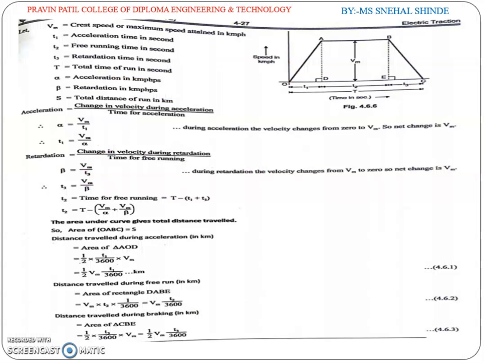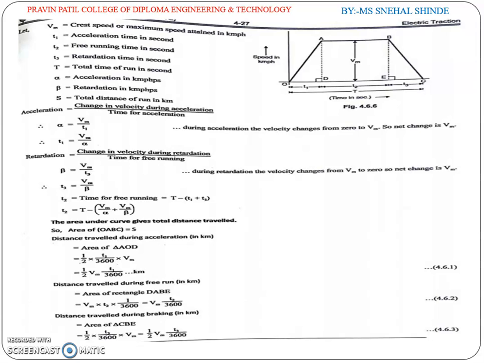So this is the trapezoidal speed time curve. Here Vm is the crest speed or the maximum speed attained in kilometer per hour. T1 is the acceleration time in second. T2 is the free running time in second. T3 equal to retardation time in second. Total T equal to total time of the run in second.